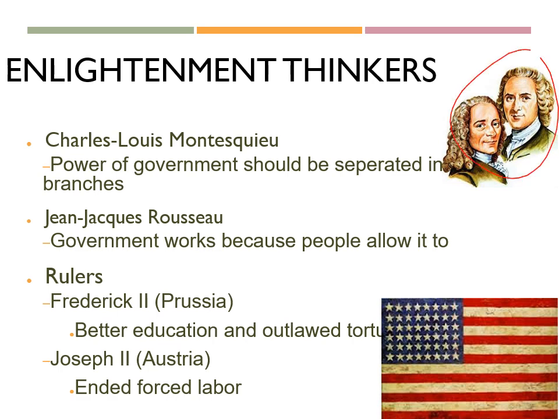Okay? The second person is Jean-Jacques Rousseau. Both of them are pictured up here. And he said that the government only works because the people allow it to work. One person could not govern a whole group of millions of people if those millions of people didn't want him to, because they could easily kill him.